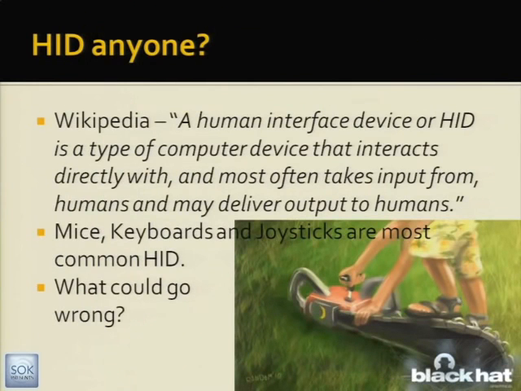So HID. It's a human interface device. It's a type of computer device that interacts directly with, and most often takes input from, humans and may deliver output to humans. This is from Wikipedia. Mice, keyboards, joysticks, these are the most common human interface devices. So what could go wrong? If it's a device that interacts directly with and most often takes input from humans, what could go wrong with the human interface device?